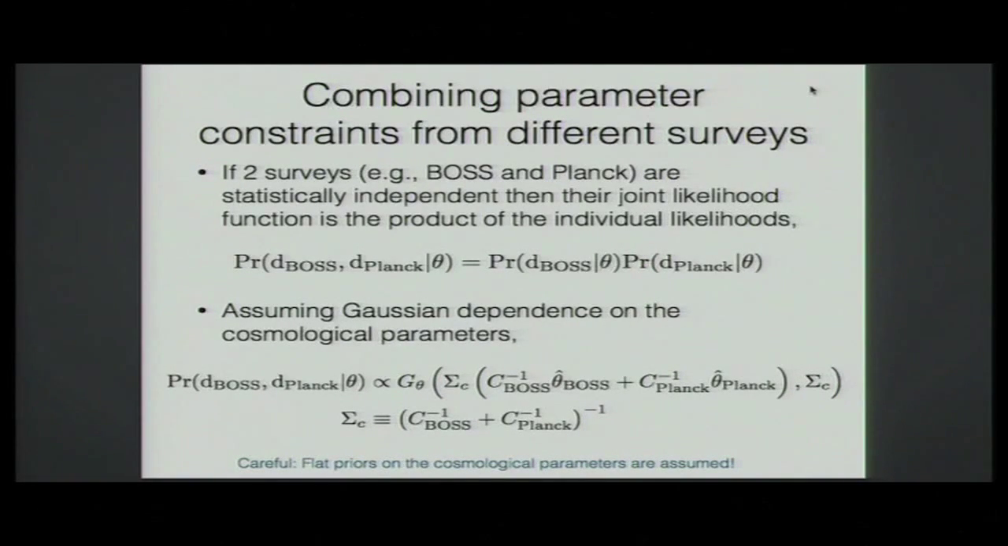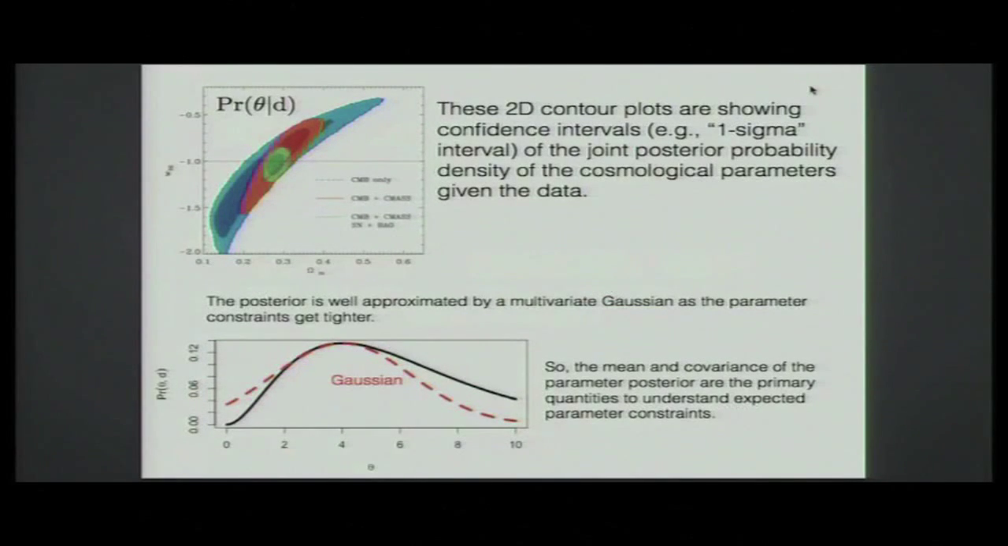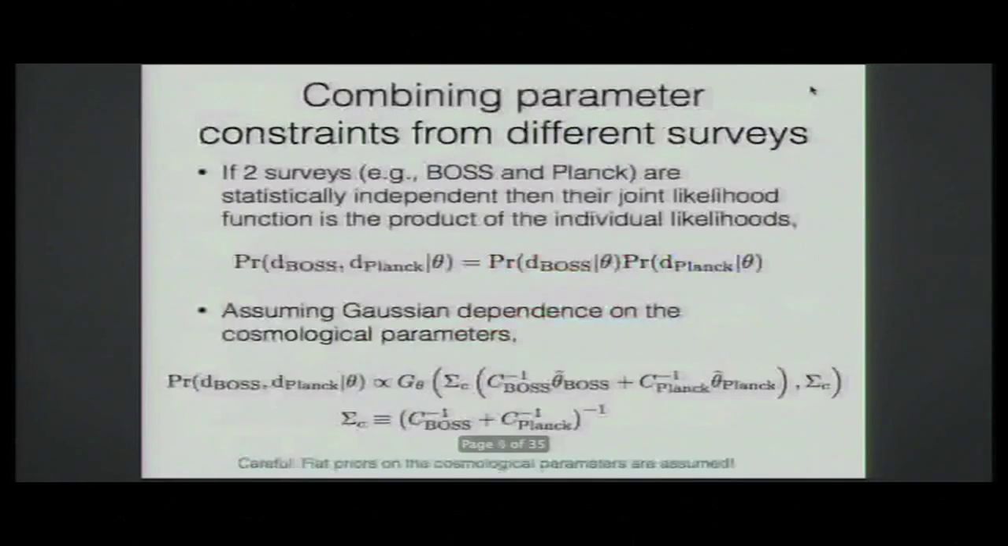The C's are matrices, yes. In the case of this plot, I have a two-dimensional parameter space, w and omega matter. So theta is two-dimensional, and the C's are 2x2 matrices. I think we'll walk through this a little bit next. Just notationally, are those sums, or is that the quantity you have there, this comma right here? Yes, thank you. I meant to describe that and I did not.